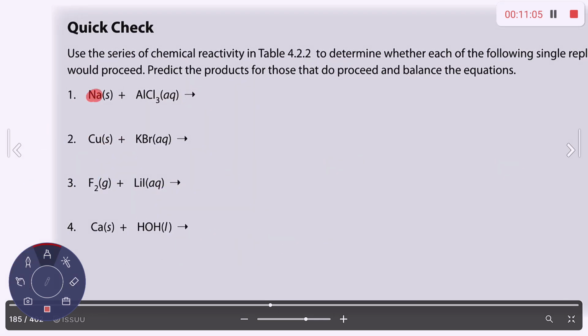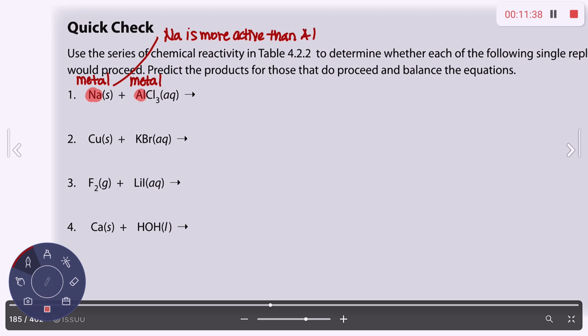I've got sodium. Sodium is a metal. Which element would it replace in the chemical formula here? Aluminum, because aluminum is also a metal. So we need to look at the activity series and see if sodium is higher on the list than aluminum. Is it? Yes. So this reaction will occur. So I'm just going to make a note that Na is more active than aluminum. So we know that this happens.